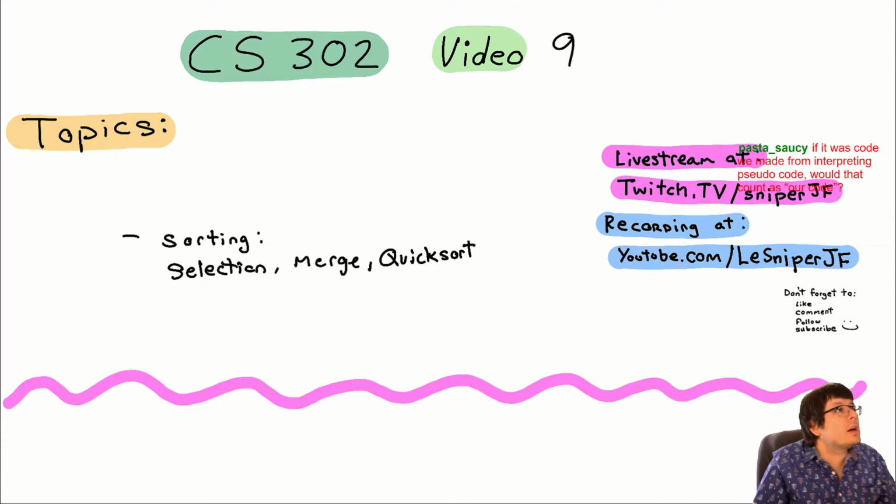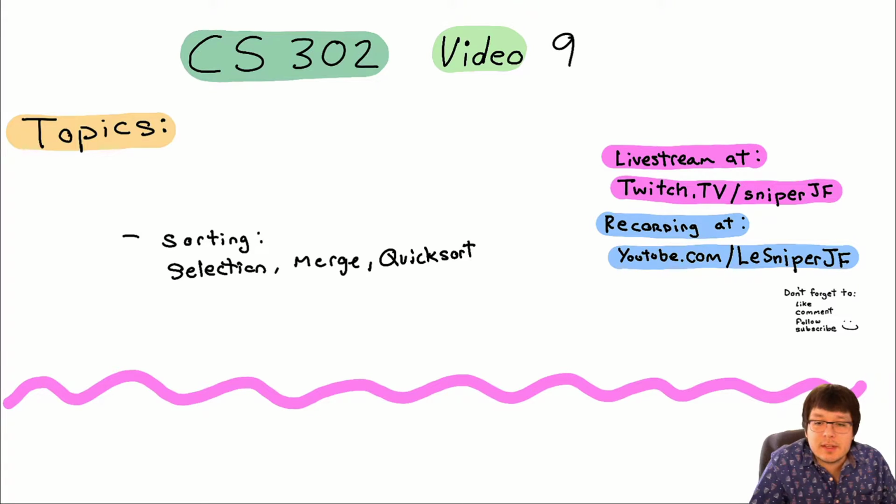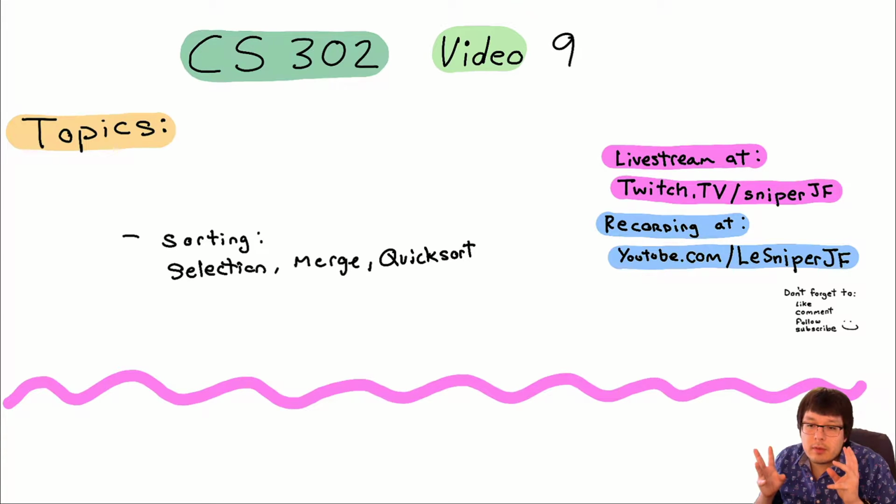So we have a question. If it was code we made from interpreting pseudocode, would that count as our code? It depends, I suppose. It's up to the TAs to decide. If they gave you the full algorithm, and you are taking that algorithm and converting it from pseudocode to C++ code, and it's pretty much a one-to-one match, then that is crossing the line into just getting the answer online. You have to come up with your own solution.